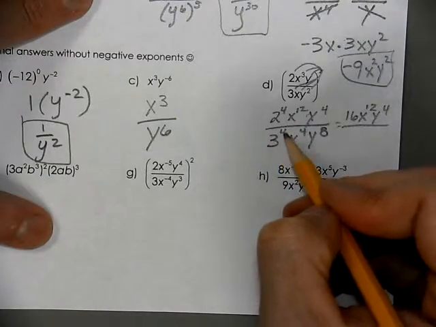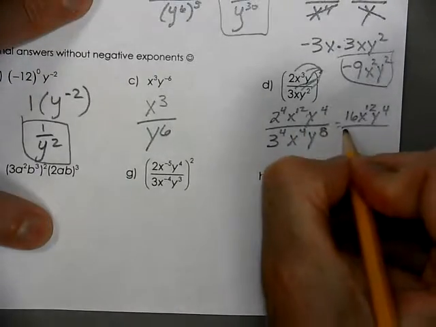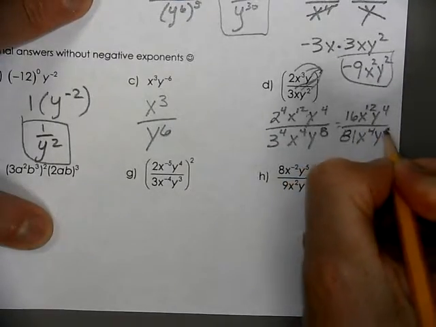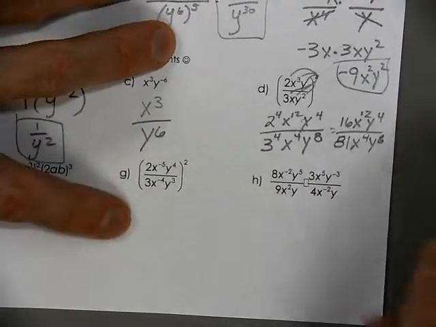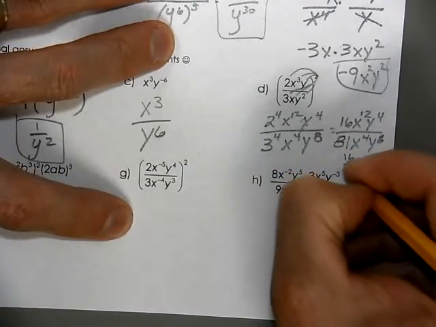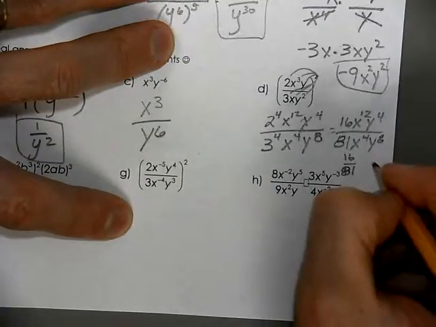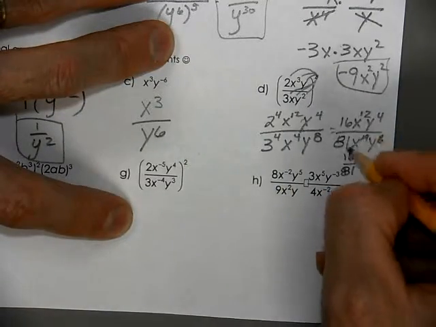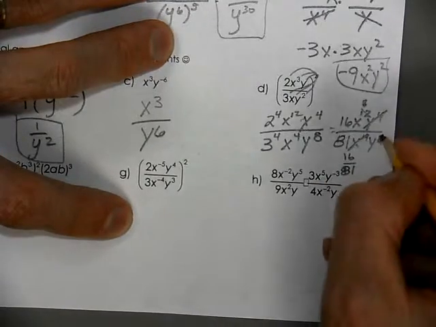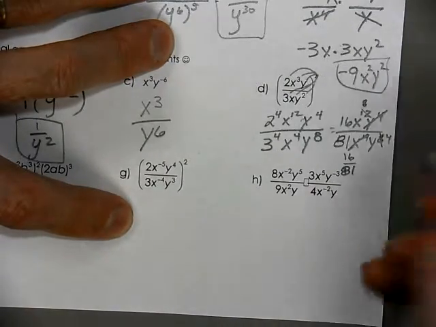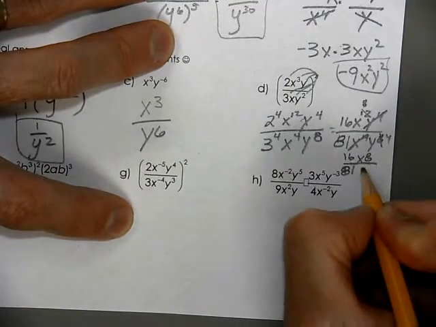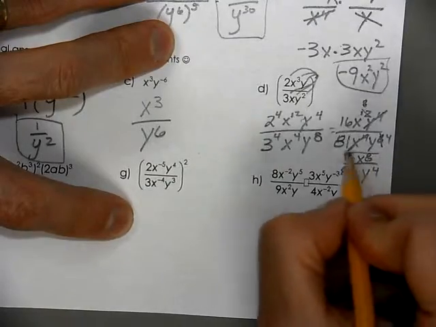3 times 3 times 3 times 3 makes 81. No number goes into here, so we still get our 16 over 81. Our x's can cross out and make an 8. Our y's can cross out and make 4 left on the bottom. So x to the 8th power, y to the 4th power.